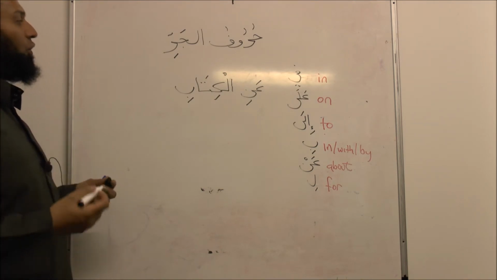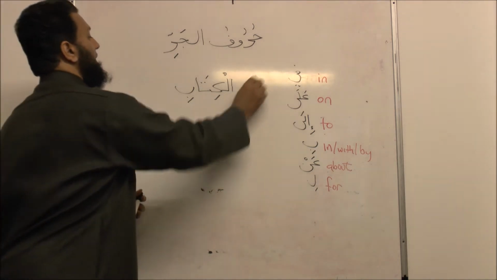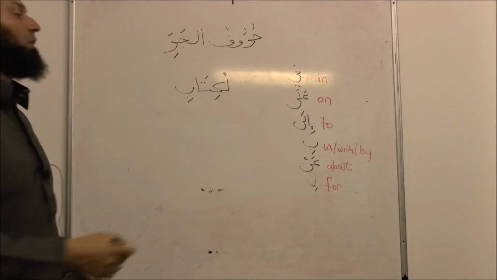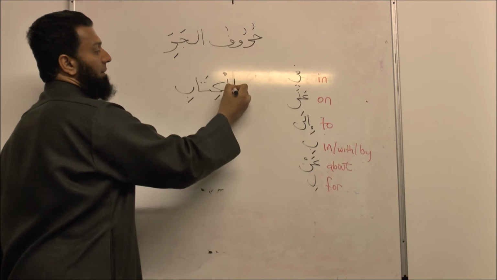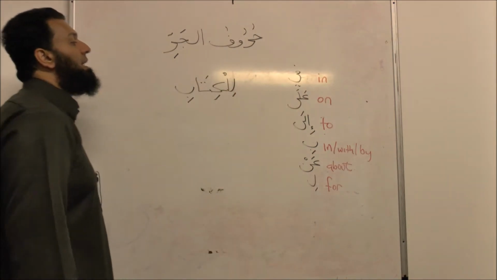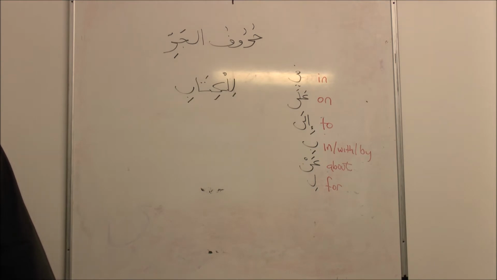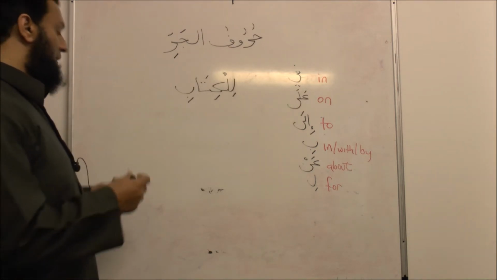And for the book would become lil kitabi. Because you are adding the lam, you drop that alif, and it becomes lil kitabi. For the book, even though that might not necessarily make sense.